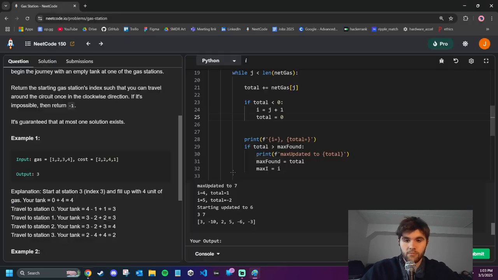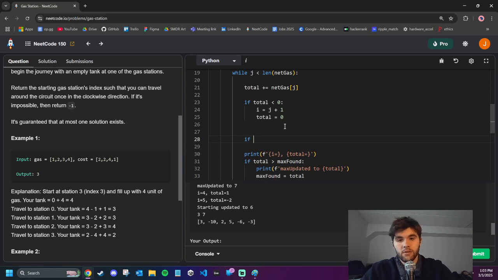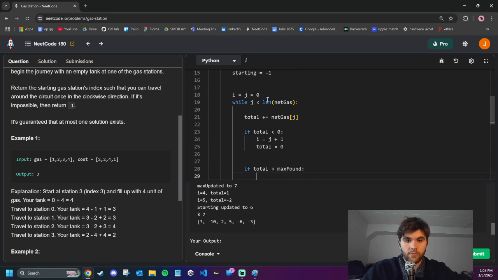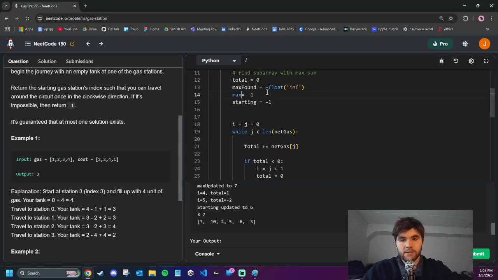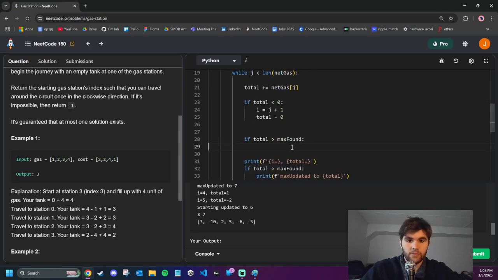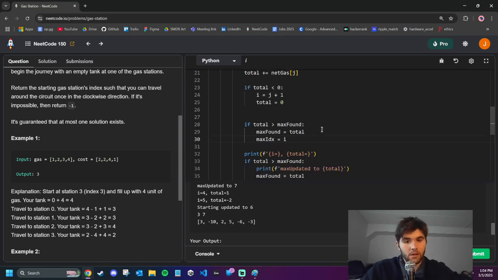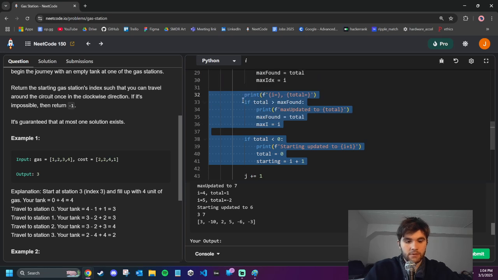So now it's 0. Whenever we find a new max, so if total is greater than max found, what we want to do is we want to store I because that's the start of the max. So we'll say max index like this. So if total is greater than max found, we'll say max found equals total. Max index equals I. And then we don't need this.